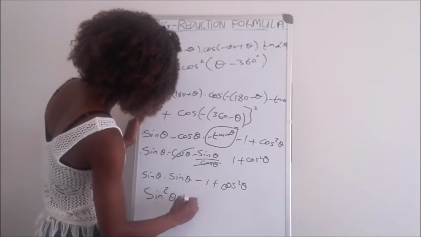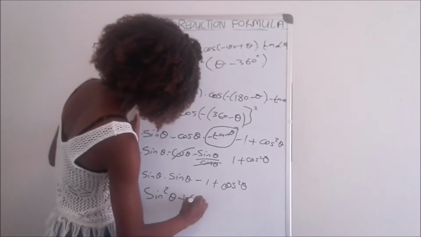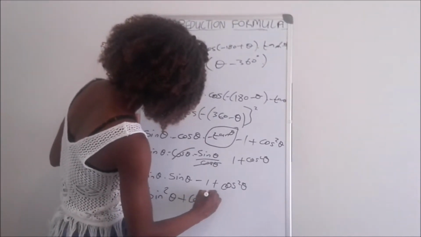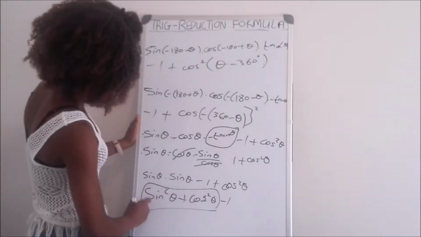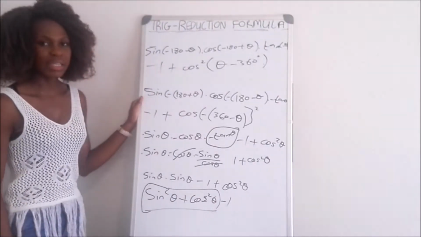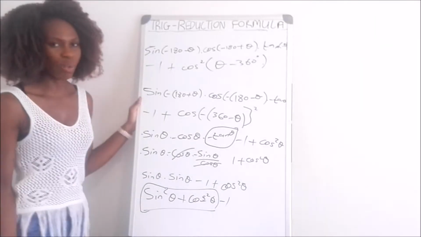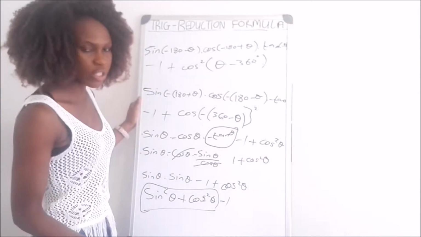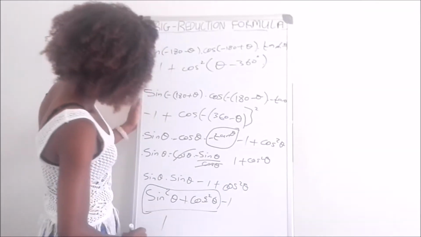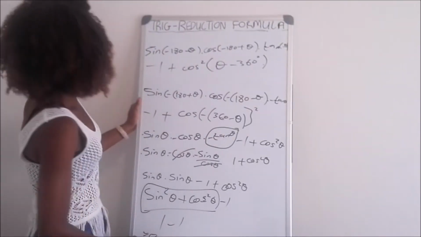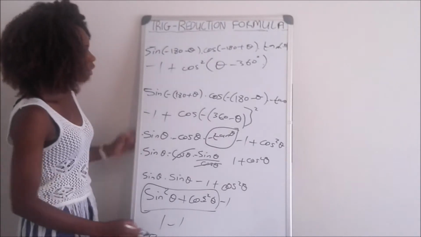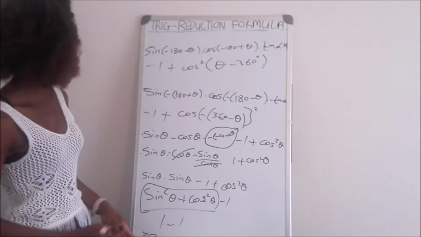Just grouping out the like terms, it will be sine squared theta plus cos squared theta minus 1. Remember from trigonometric identities, sine squared theta plus cos squared theta is equal to 1. That is from trigonometric identities. Then those will be equal to 1 minus 1, that will give us 0. That means our answer for this example is equal to 0.